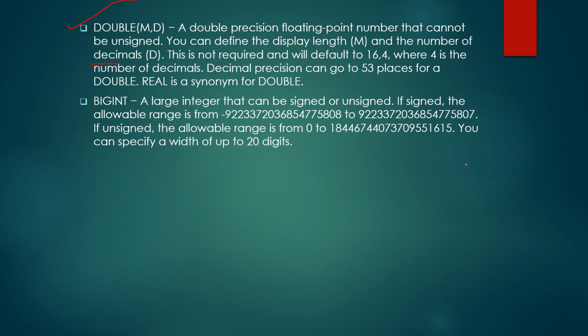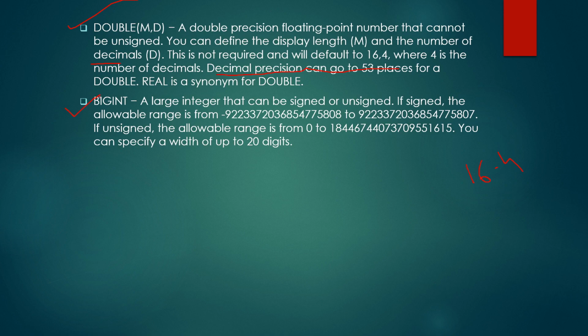Okay, so this contains a bit more than float. It can contain 14 digits before decimal and 4 digits after decimal, where 4 is the number of decimals. Decimal precision can go to 53 places for a double. Okay. Now we have big int.